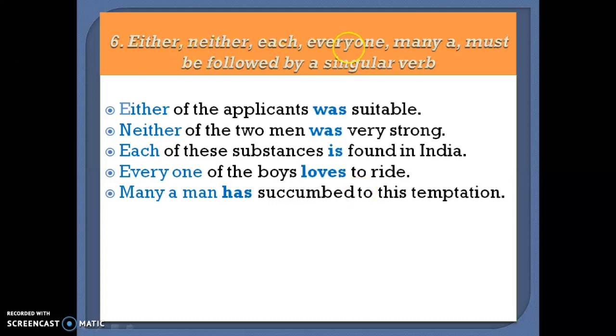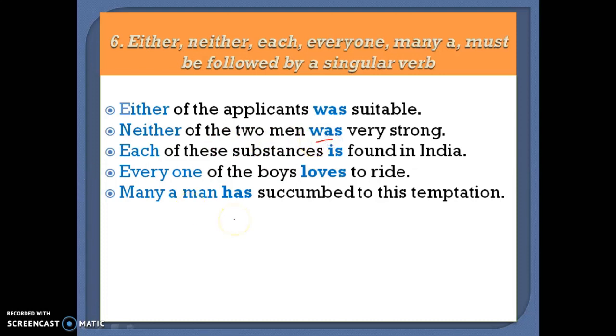Either, neither, each, everyone, many a, must. If these words are associated with a noun, they always require a singular verb. For example, either of the applicants was suitable. For example, there are 10 applicants. So we are talking about the salient feature or the characteristics of all 10 applicants. That's why we don't say all 10 applicants were suitable. We can say either of the applicants was suitable. Neither of the two men was very strong.